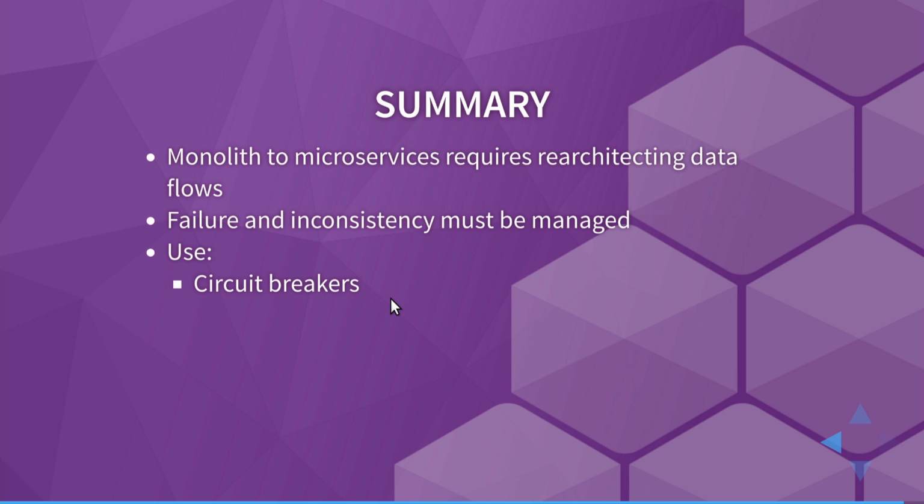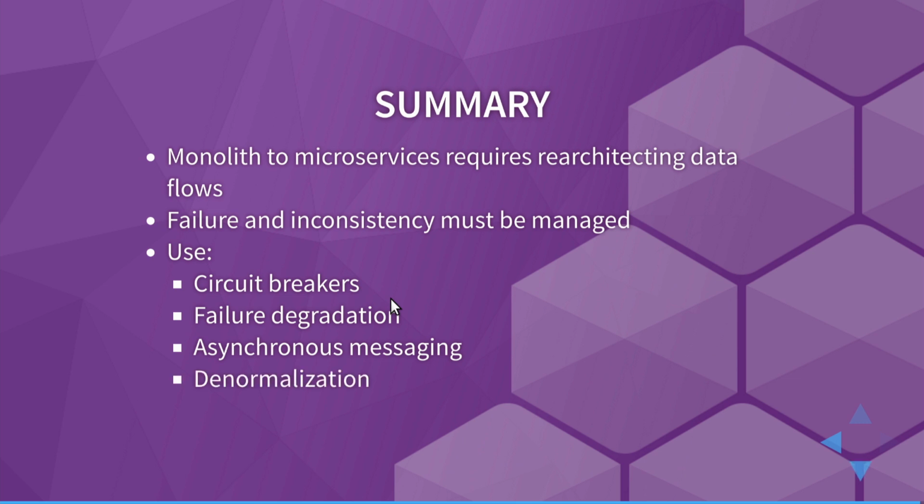So we saw 4 patterns. You should use circuit breakers. You should use failure degradation because, as I said, there's a much higher chance that something somewhere is going to have failed. And if you don't want your system to pretty much always be returning errors, you want to be able to degrade gracefully from those errors. You should use asynchronous messaging, especially for any updates posted between services. And you should use denormalization.